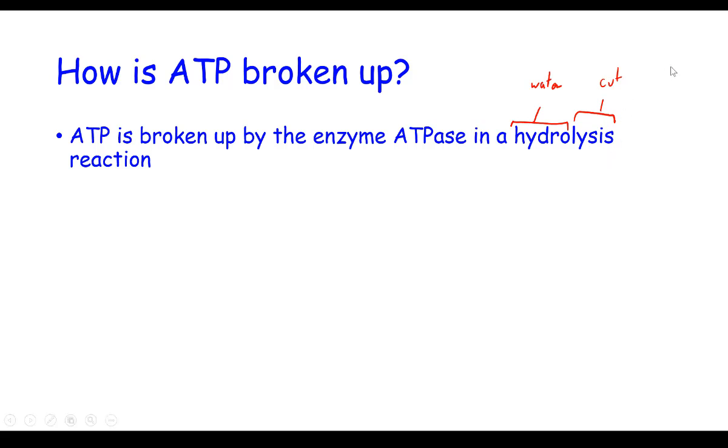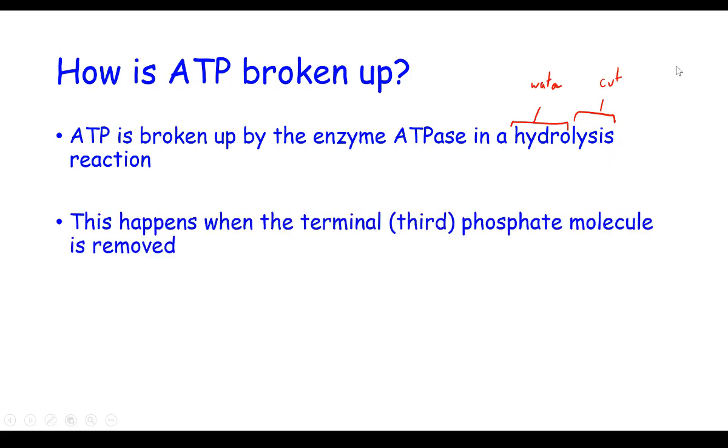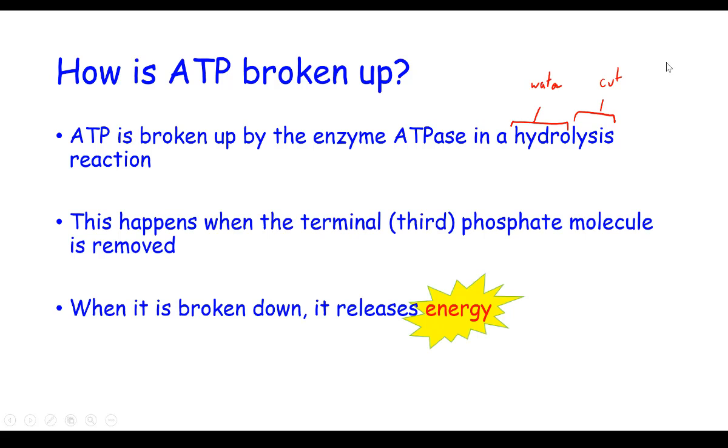So ATP gets broken up by ATPase, and it happens when the third phosphate molecule is removed, and when it's broken down, it releases energy. So by breaking up this ATP, that's the process that releases energy.